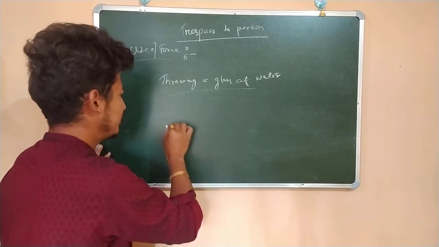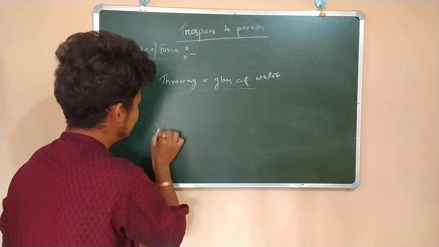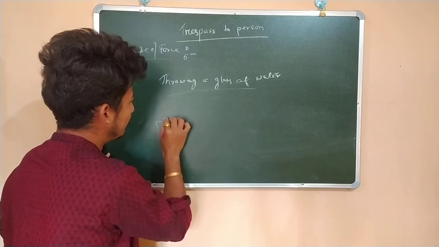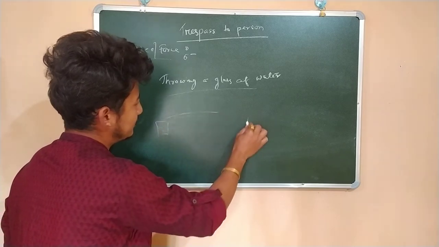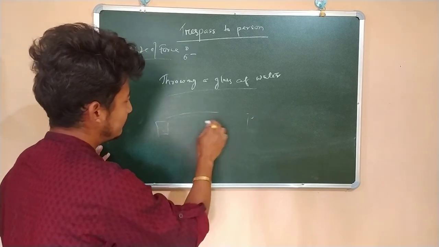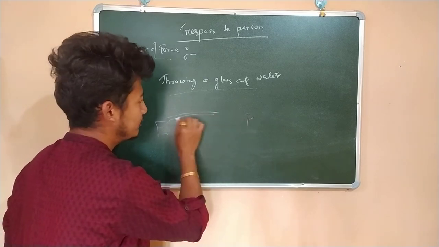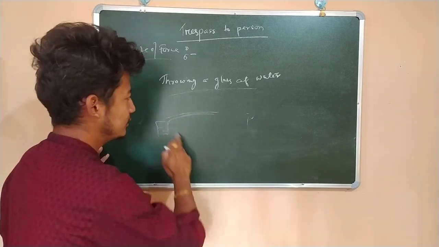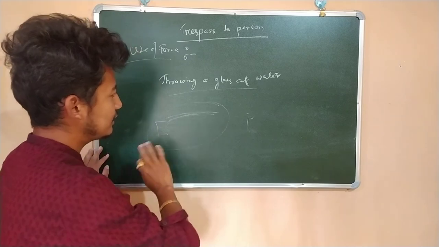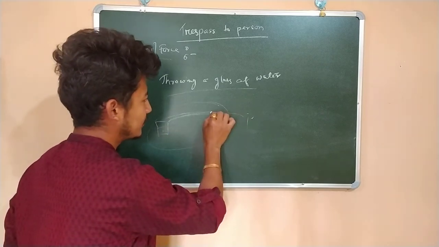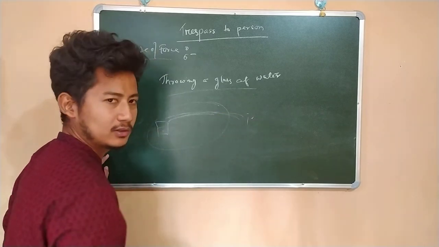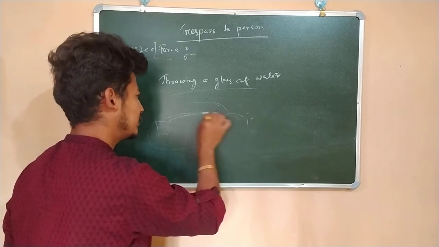Suppose this is a glass of water and you throw it from here at a person. Before the water touches that person, it is not a battery, but the moment the water touches the person, that means what?